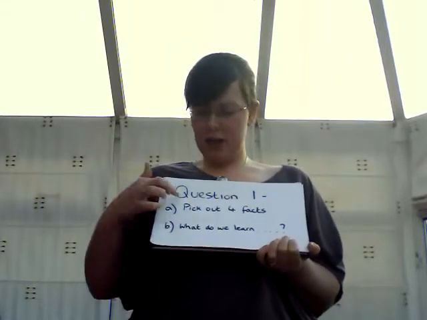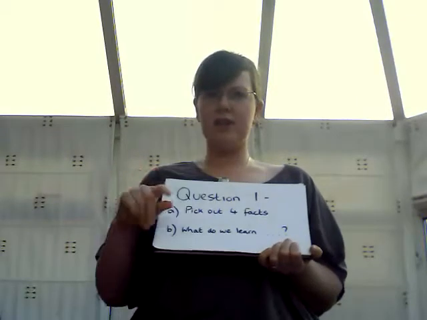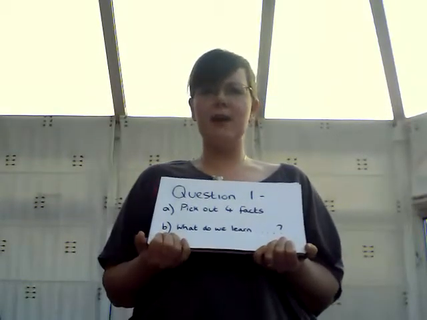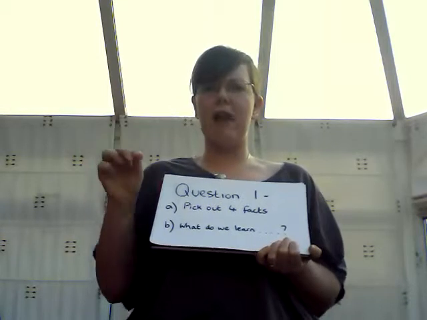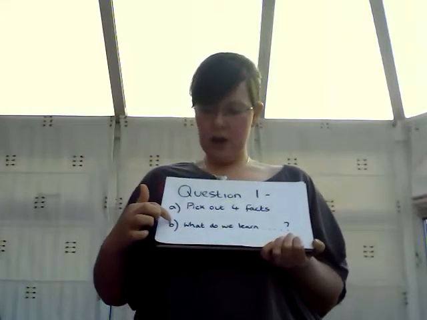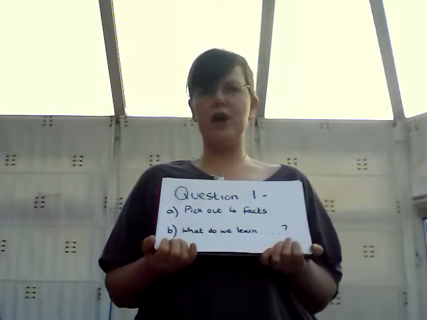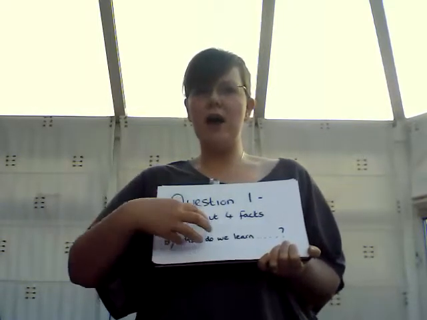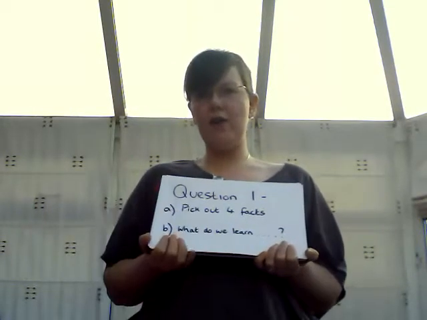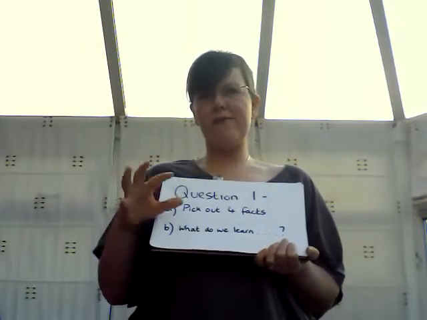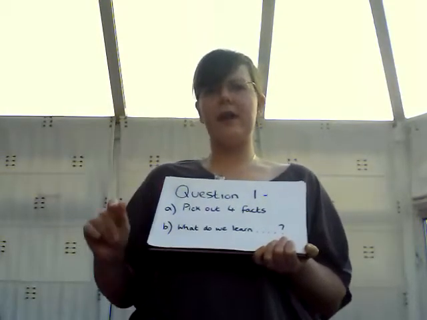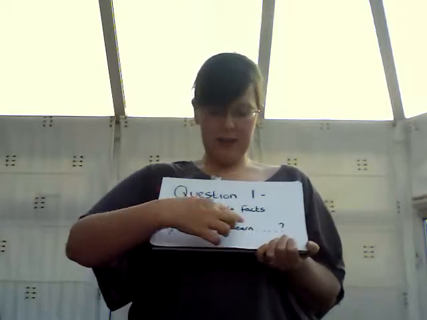Question 1A, you're just going to pick out 4 facts from the article, but read the question carefully to make sure you're picking out facts that are relevant to the question. On part B of question 1, it's a what do we learn? So you're giving your knowledge of what you've read. So you're comprehending what you've read and writing it there.